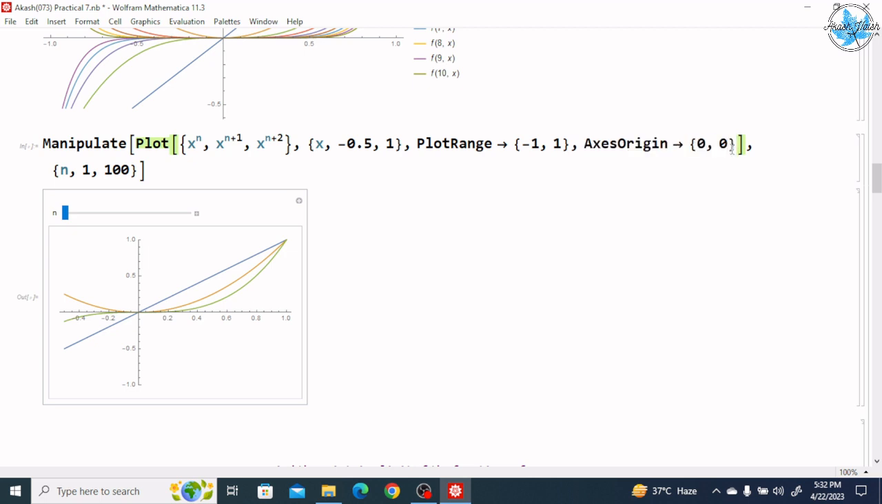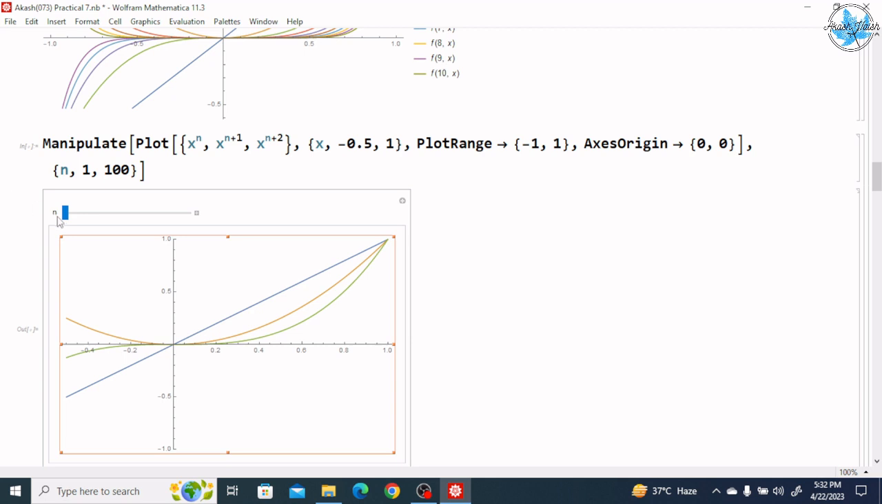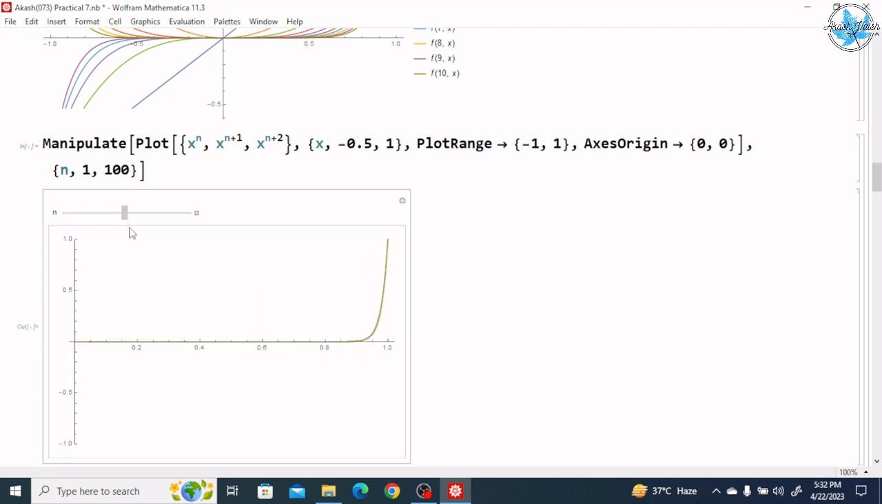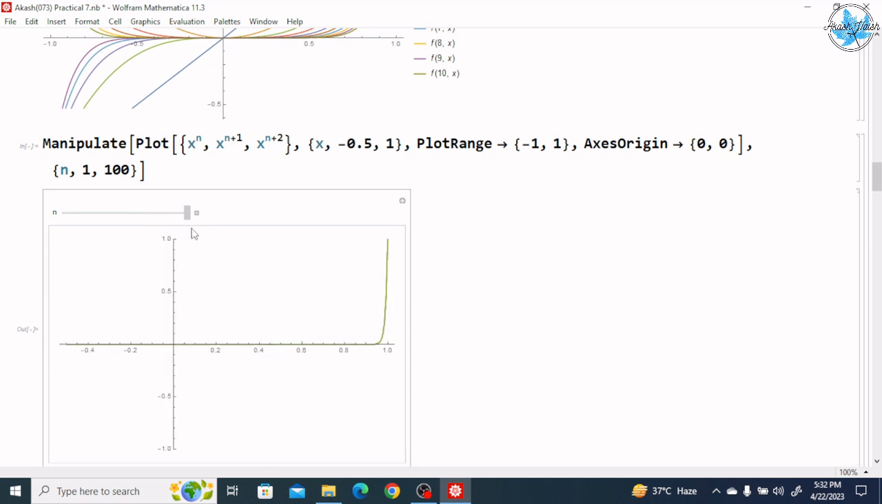It means we are taking the center to be (0, 0), and now define the value of n, that is 1 to 100. So I have changed the value of n, that is 1 to 100. In this way you can also give the shortest command, that is the Manipulate command. You can see now in the graph, when you vary your n, you can see how the graph changes.